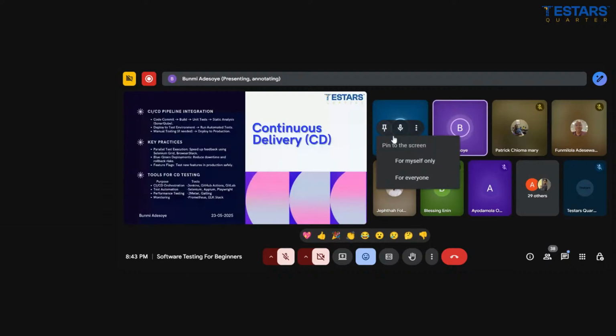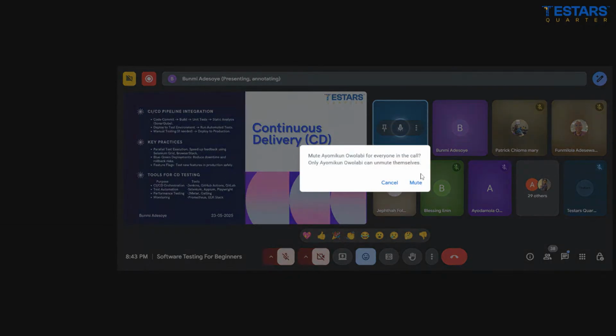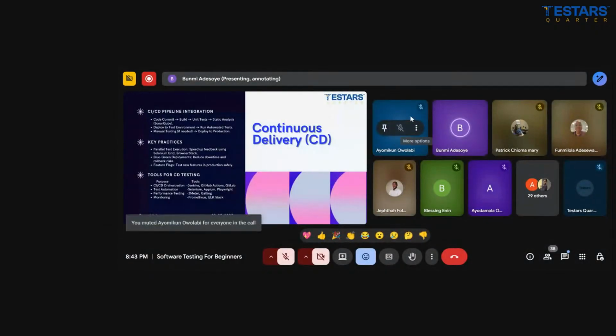Automation, we use Selenium. We use test automation, and for test automation, we have Selenium.